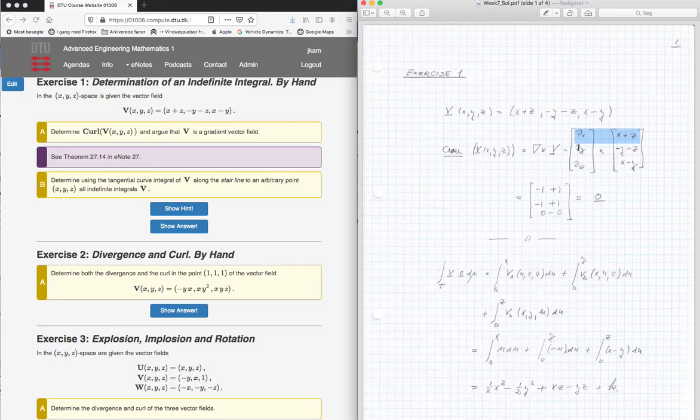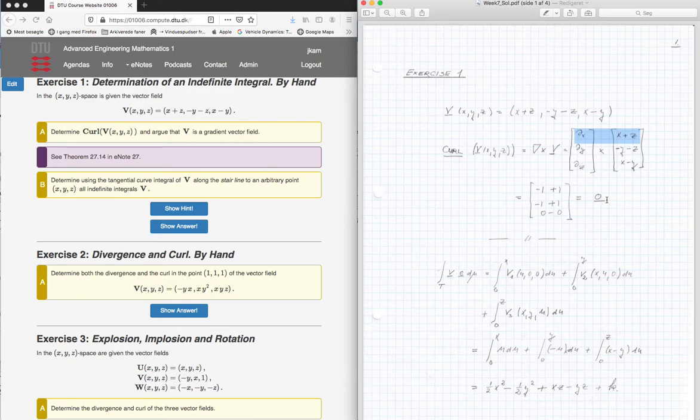And if you continue in this way, remember when you put your hand across the second row, you should shift the sign of the determinant of the submatrix. So you get minus 1, plus 1, and finally these two components: the second component doesn't depend on x and the first on y, so you get 0 minus 0. So the curl of this vector field is the 0 vector.